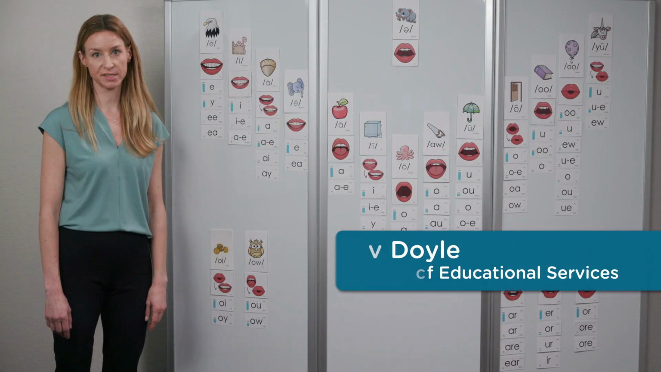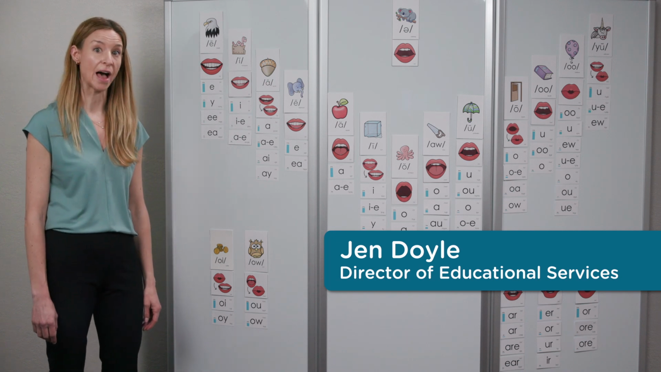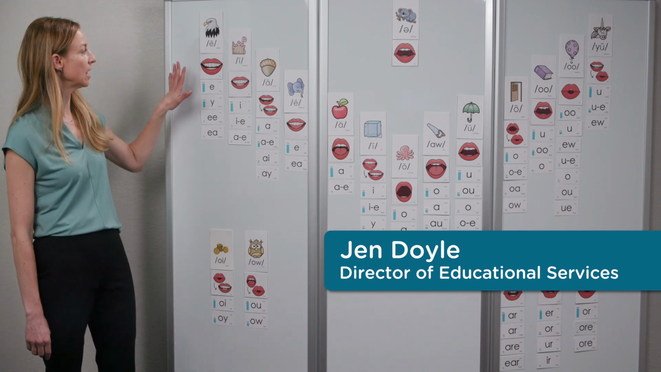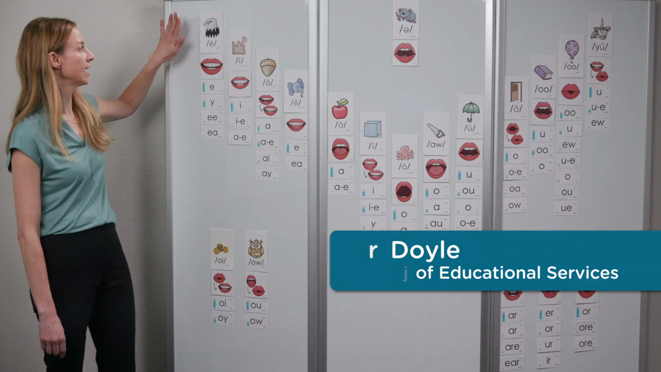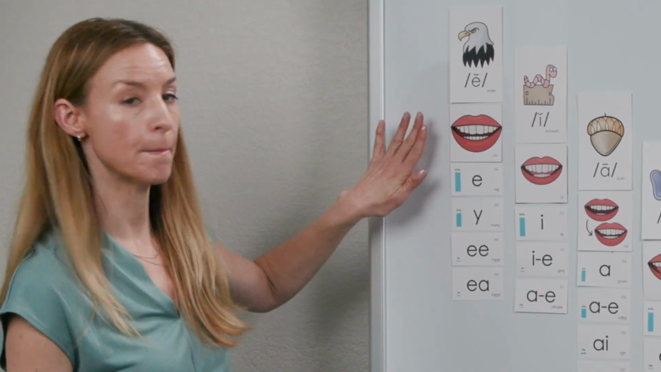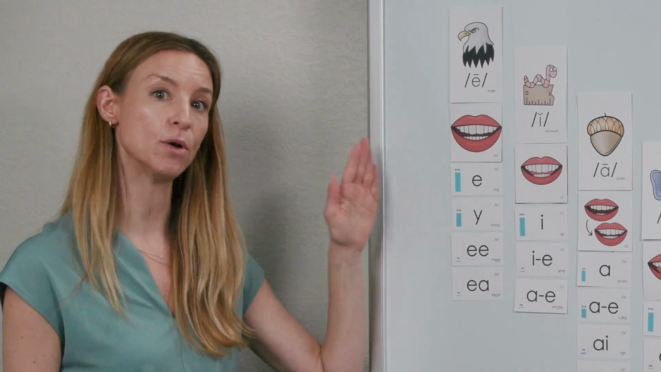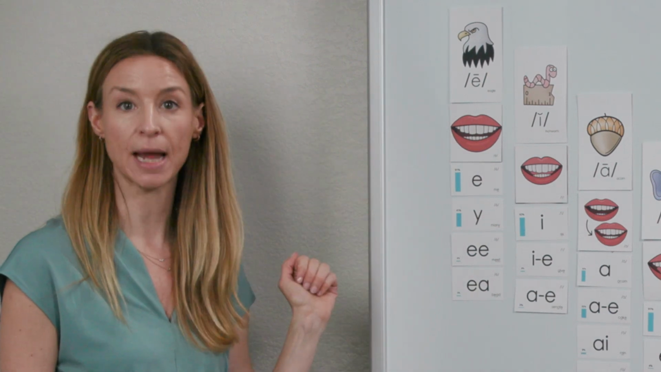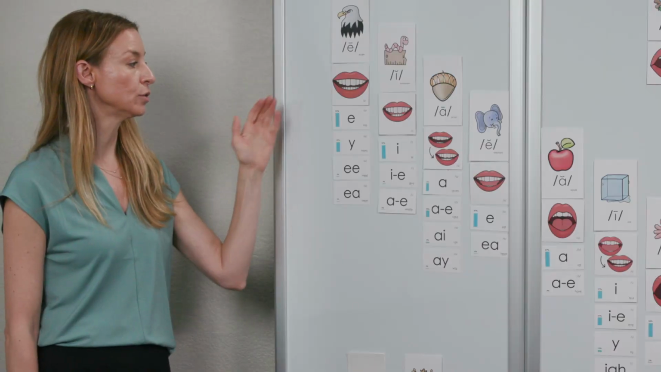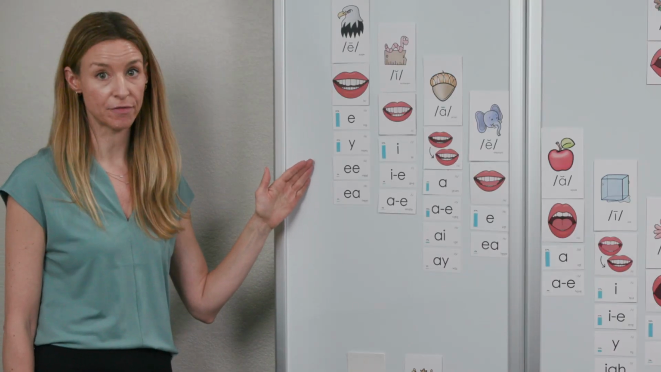Let me show you one of our soundwall products. This is the Vowel Valley, and the Vowel Valley is organized by phoneme cards, mouth articulation cards, and grapheme cards. So each vowel sound has those three types of cards. Now, you'll notice that we've included many grapheme cards.